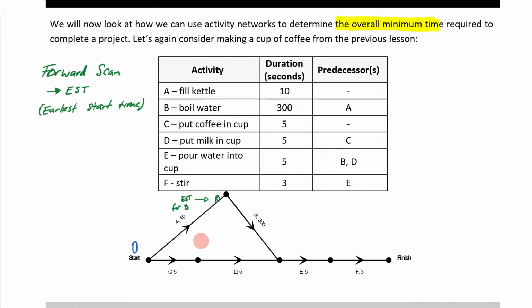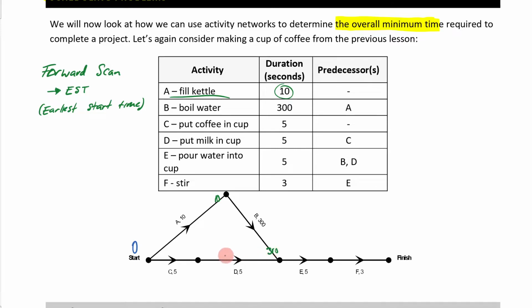Now, what does that mean? It means you need to wait 10 seconds before you can start activity B, because it takes 10 seconds to fill the kettle. You can't start activity B until you fill the kettle, because you can't boil the water unless the kettle is filled. So there is a necessary wait time of 10 seconds before you can start activity B. So the earliest start time for activity B is 10 seconds. All right, I'm going to rub that out. Now I'm going to take this earliest start time for activity B, and go 10 plus 300, which gives me 310. So the time that I finish activity B is 310 seconds.